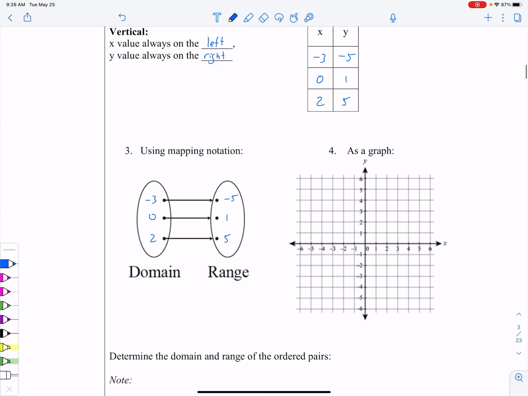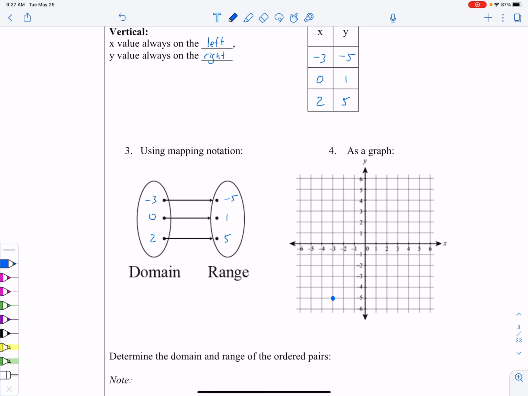And finally, you can also graph the numbers. So we're going to graph -3, -5. So here we go over to -3, and we go down to -5. Whoops. And we put a point. There's no names for these points. We're just going to put the points.